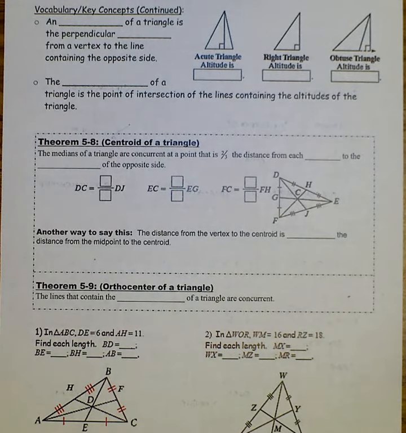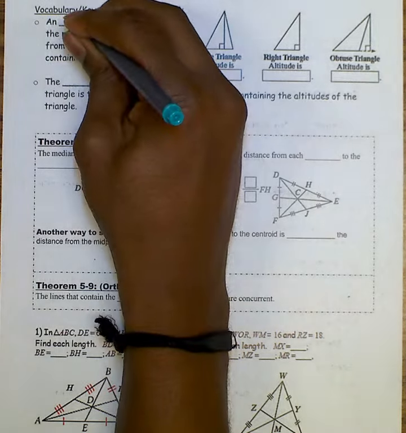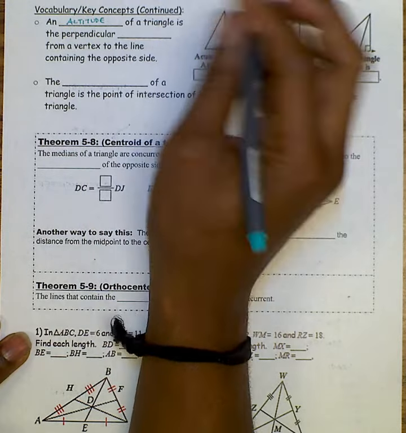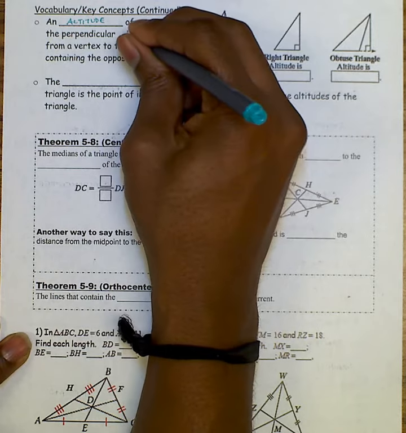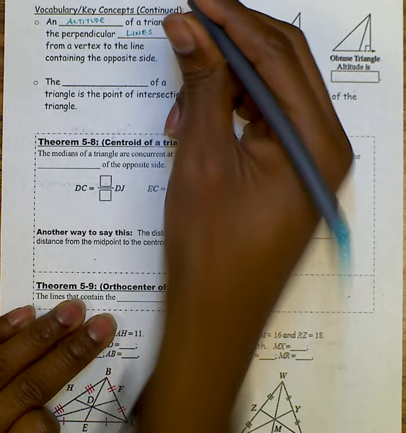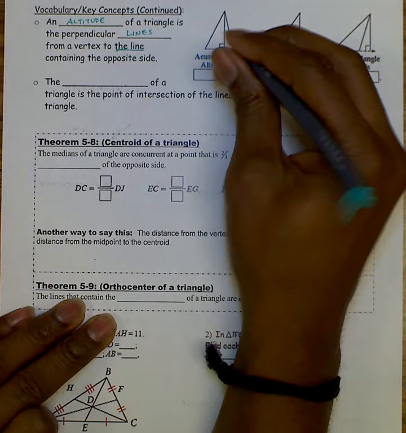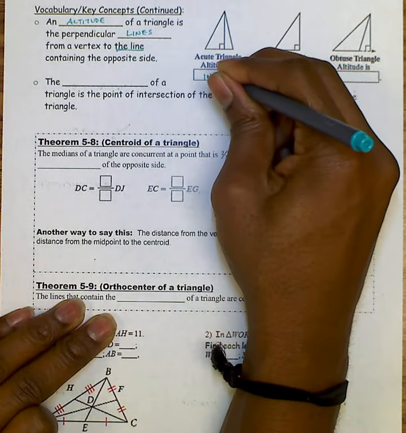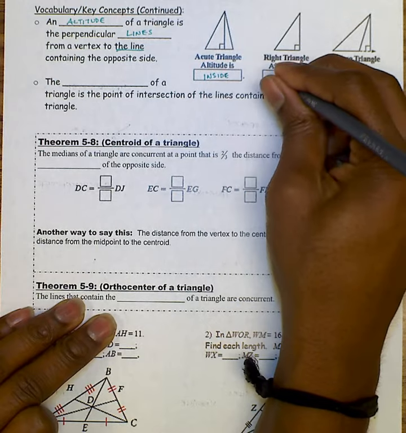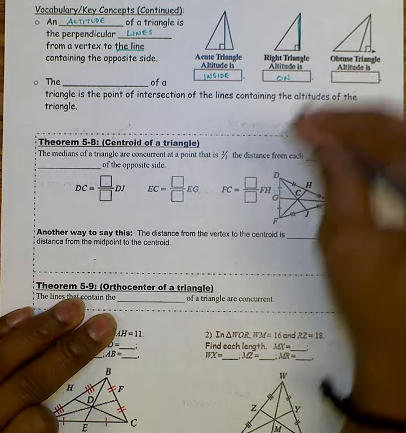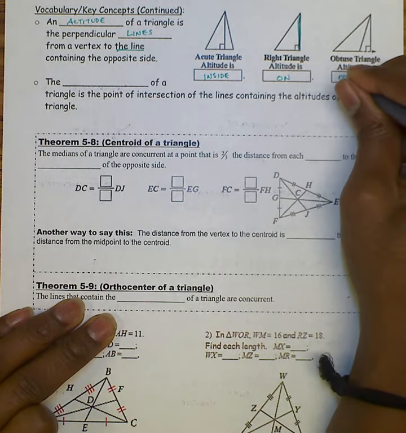An altitude of a triangle is the perpendicular line from a vertex to the line containing the opposite side. Okay, to the line containing the opposite side. So in an acute triangle, the altitude is inside. On a right triangle, the altitude is on the triangle. Notice that this is the altitude here. And in an obtuse triangle, the altitude is actually outside.